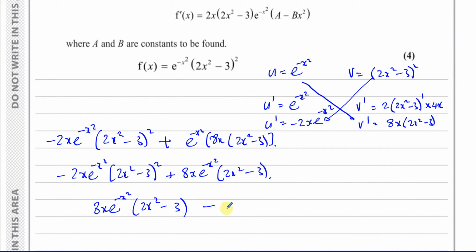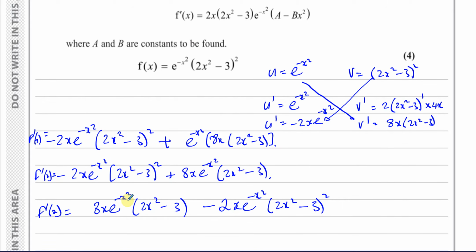Okay, just because I don't want to have that minus sign sticking out. So minus x squared, 2x squared minus 3 squared. So I have to make this look like this. Okay, this is f dash of x. F dash of x equals.